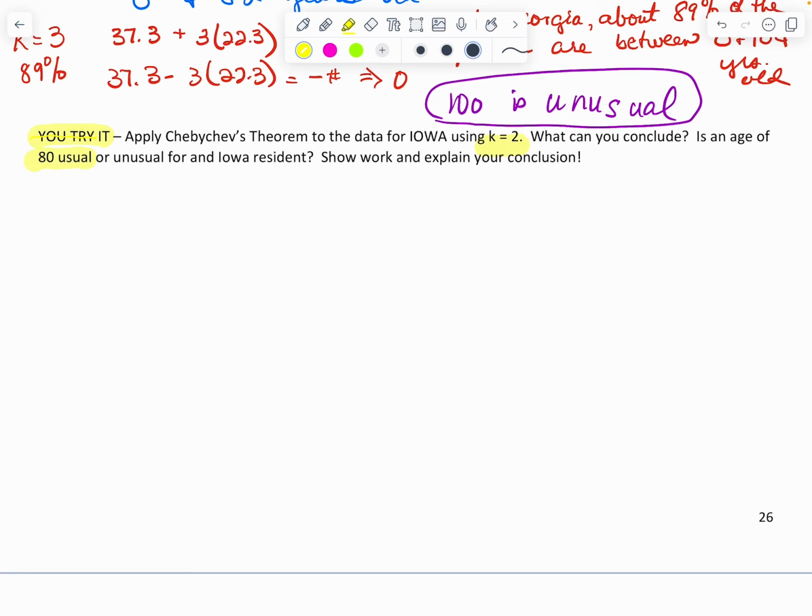And that wraps up 2.4. One more section in the chapter.